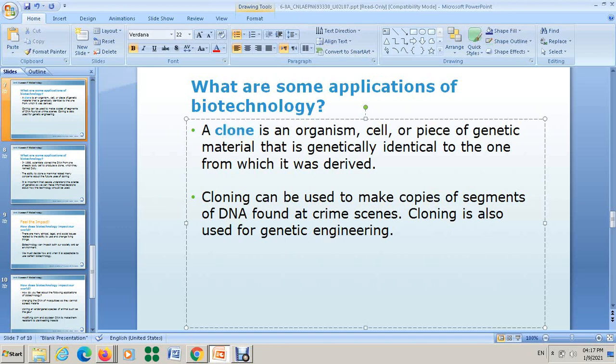A clone is an organism, cell, or piece of genetic material that is genetically identical to the one from which it was derived, and you're talking about more than one copy of it. Cloning can be used to make copies of segments of DNA found at a crime scene. Cloning is also used in genetic engineering.